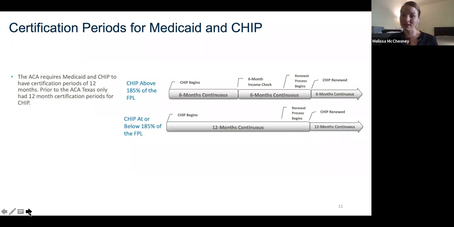But for CHIP, it looks a little bit more seamless for a client. So they have continuous eligibility for the entirety of their 12 months. The exception is that kids who are at that higher income level above 185, they will get an income check at 6 months to make sure that they're still income eligible. If they are, and they pass the check, they'll go on and they'll get another 6 months of coverage. And then they need to renew at the year mark. For CHIP kids who are below 185, they get a full 12 months of coverage.